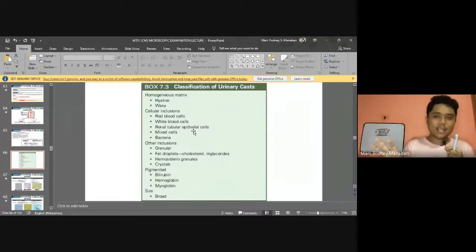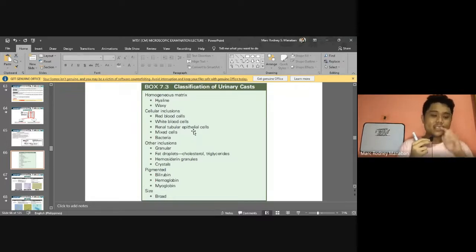Next, of course, the different inclusions, cellular inclusions or other inclusions. You have cells, and there can also be crystals, granules, and fats. And of course, you have those that are pigmented, meaning they have absorbed pigment brought about by intense hemolysis or whatever, such as bilirubin, hemoglobin, or myoglobin.